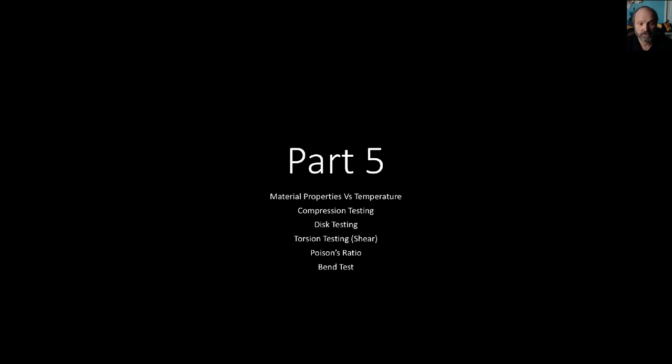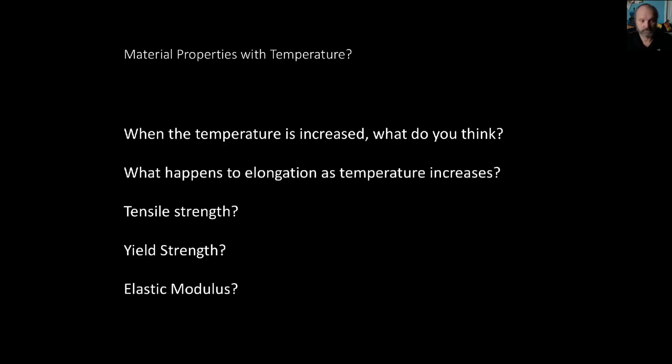We're going to talk a little bit about material properties versus temperature, the differences between compression and tensile testing, disk testing of brittle materials, torsion testing, also known as shear testing. It's a way to determine shear. And a little bit about Poisson's ratio. You're going to see a lot more of that in your future classes. And then we're going to finish off this short lecture with the basics and concepts of bend testing.